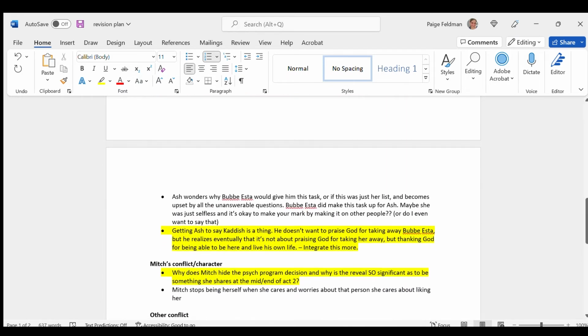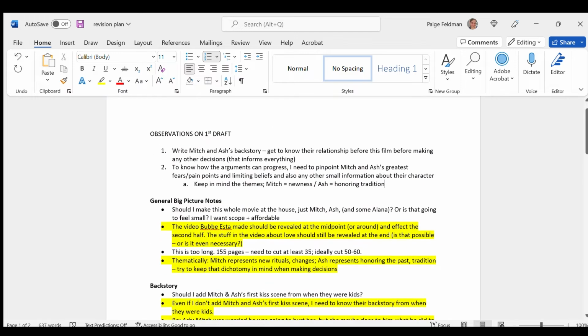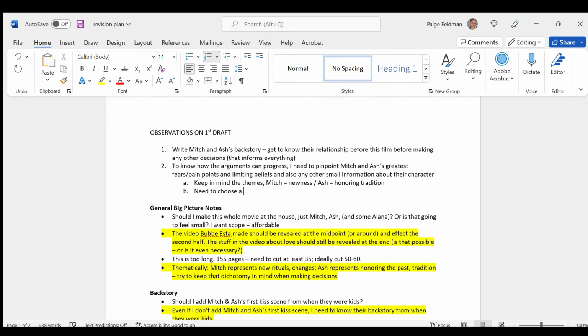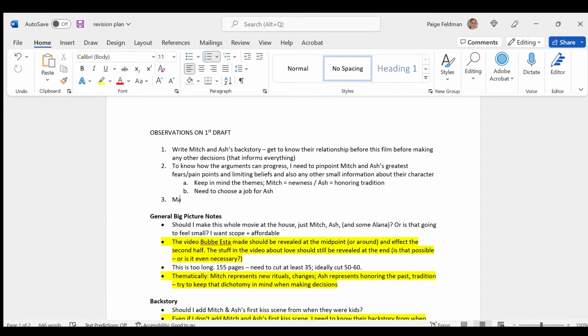The second thing I'm doing is figuring out each of their greatest fears and limiting beliefs. This is also where I consider theme and figure out what Ash's job is. He was initially a digital content creator, but I decided halfway through writing that wasn't working. And notice as I'm creating these steps, I'm checking back through my highlighted lists to see what I'm missing.